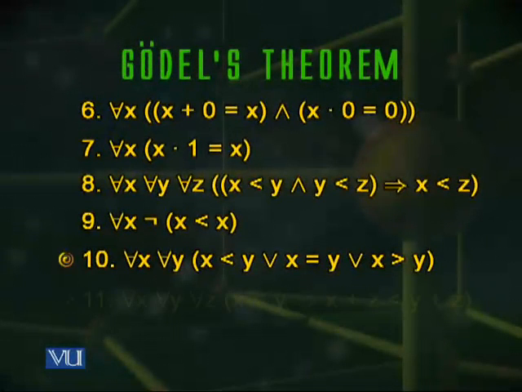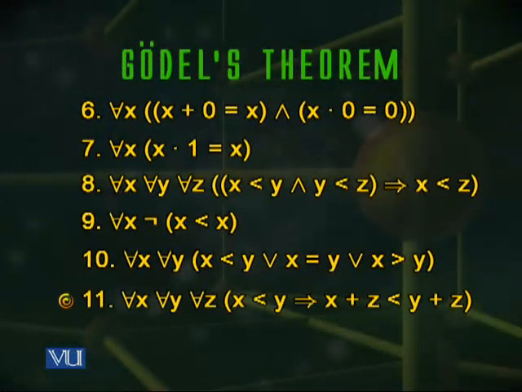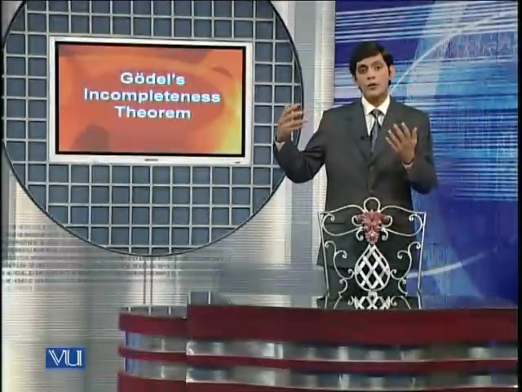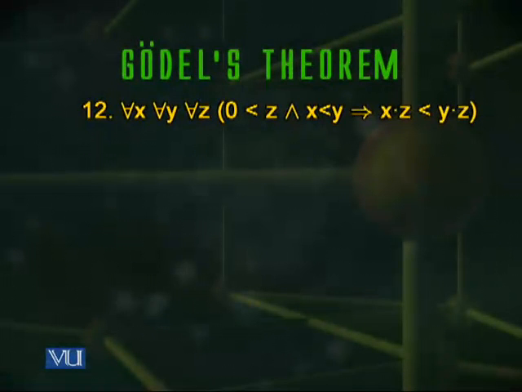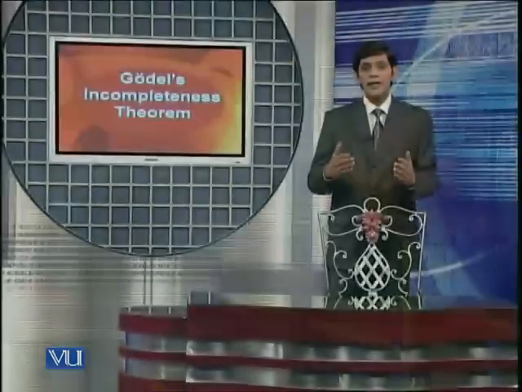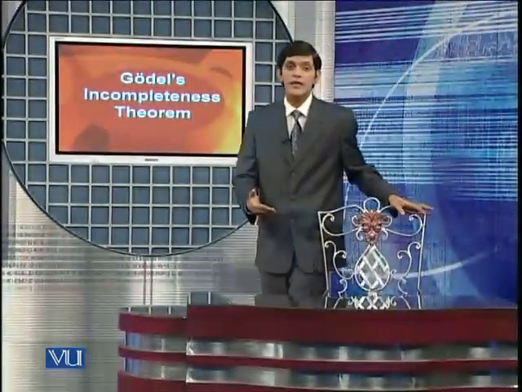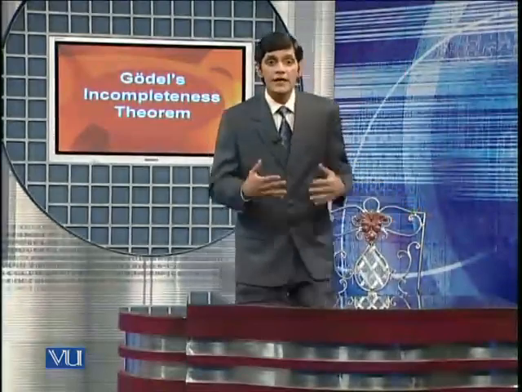The next axiom says that if x is less than y, then x plus z is less than y plus z. So if you have an inequality and you add the same number to both sides, you preserve that inequality. The next axiom says that if z is greater than 0 and x is less than y, then x times z is less than y times z. So if you multiply an inequality by a positive integer, that inequality is preserved again. These are Peano axioms.